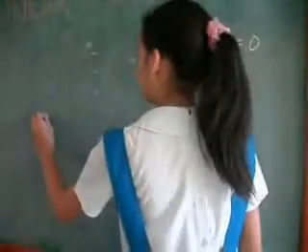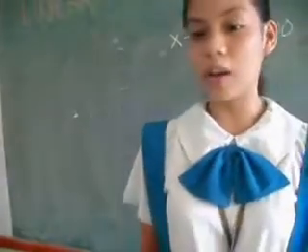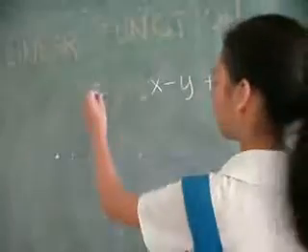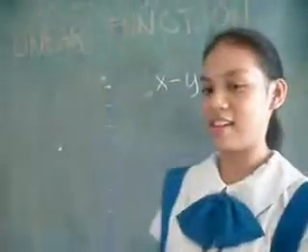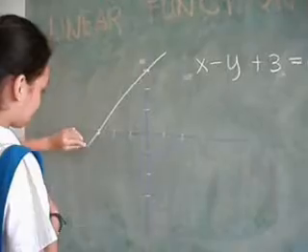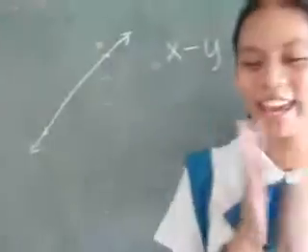So, for the y-intercept, when x is equal to 0, y is equal to 3. Therefore, the point 0, 3 is a point on the graph of x minus y plus 3 is equal to 0. So, in plotting the points, we have this graph. Yay!